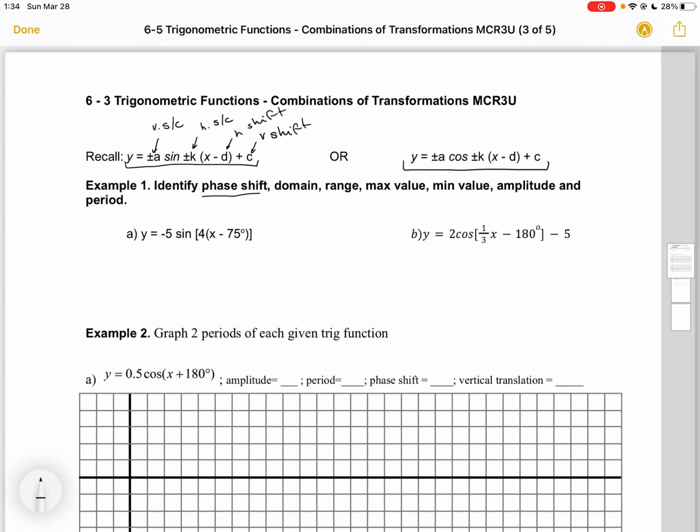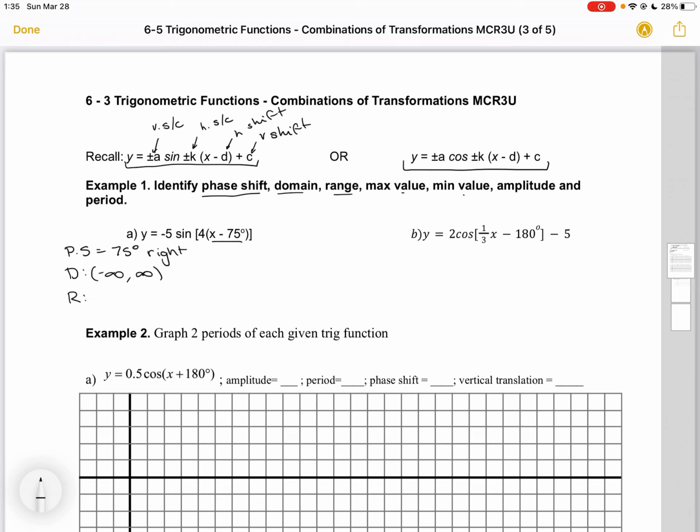So let's practice identifying the phase shift, domain, range, max value, min value, amplitude, and period. Those are the characteristics that you need to be able to identify to sketch your function effectively. So let's start with phase shift, which is just my horizontal shift. In this case here, I would have 75 degrees to the right. The next one is my domain. My domain is always minus infinity to positive infinity.